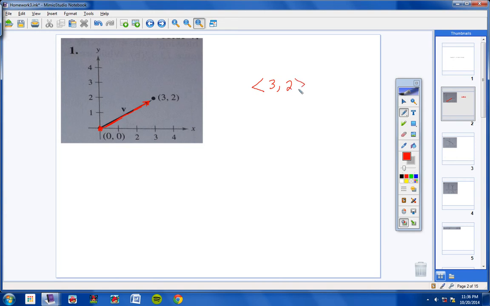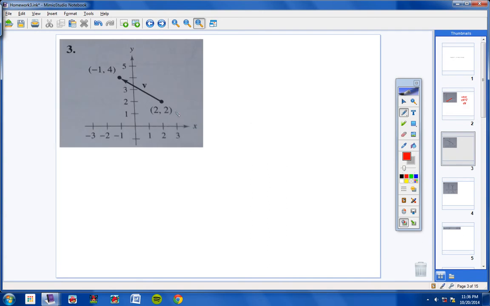3, 2. Okay, so there's component form of the vector, and then the magnitude would be, well, you square the 3 plus you square the 2, 4, square root of 13. There's the magnitude, okay? All right, moving on to number 3.